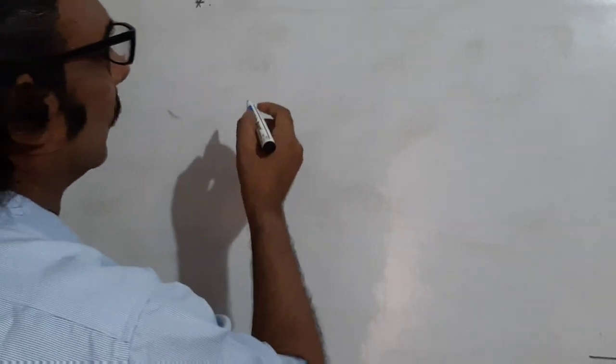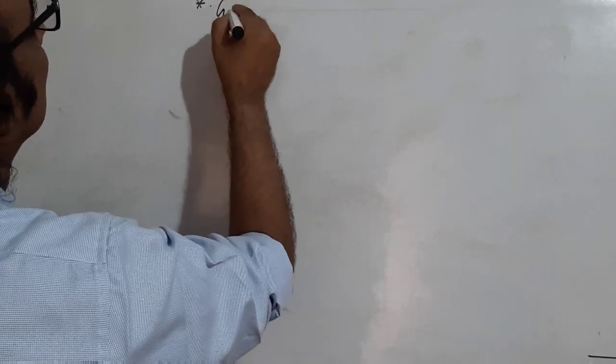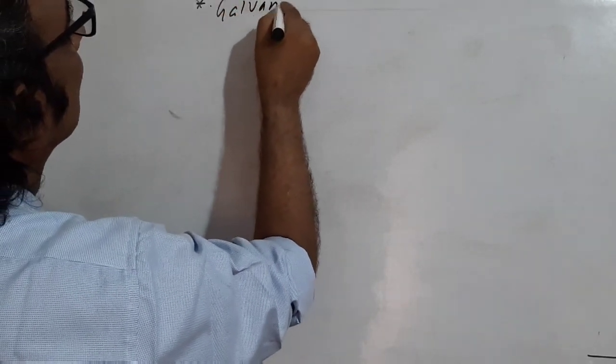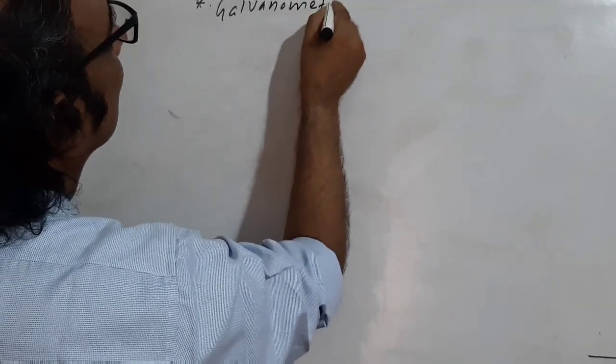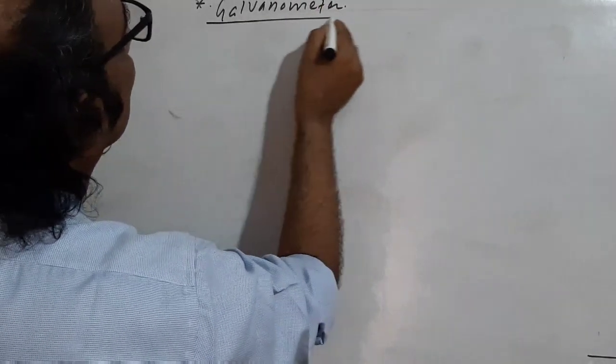Today I am going to discuss the galvanometer, the meter coil, and how a meter coil can be converted into an ammeter or a voltmeter. So let us come to the topic. Today's topic is the galvanometer.